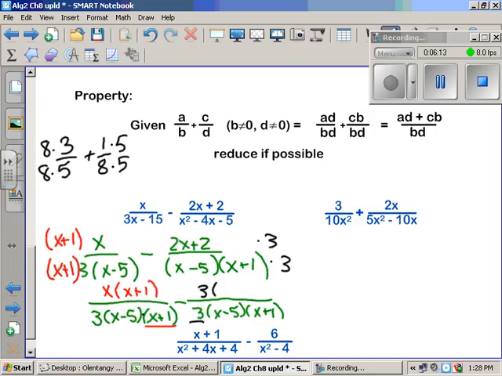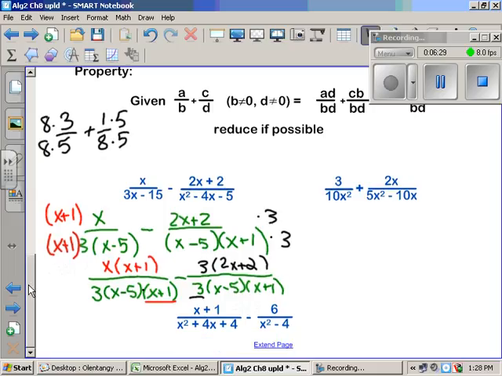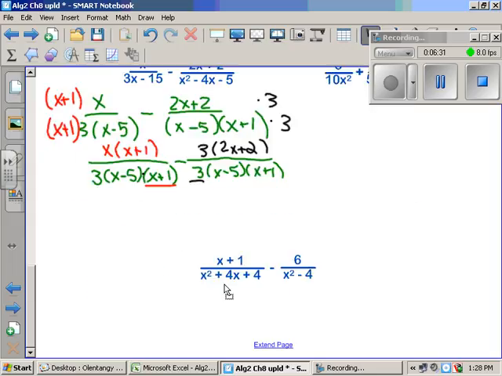Okay. 3 times 2x plus 2. Okay? So far, so good? I know this is a lot of steps, but all right. Then the next thing I have to do is actually do the subtraction.